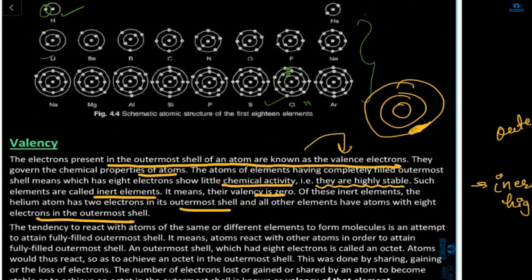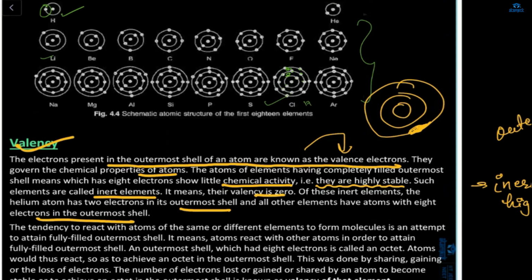Any doubt here? Now you tell me what inert elements are. Inert elements are the elements whose outer shell is completely filled, and they don't have that many chemical reactions. They are highly stable, no? Yeah, ma'am.